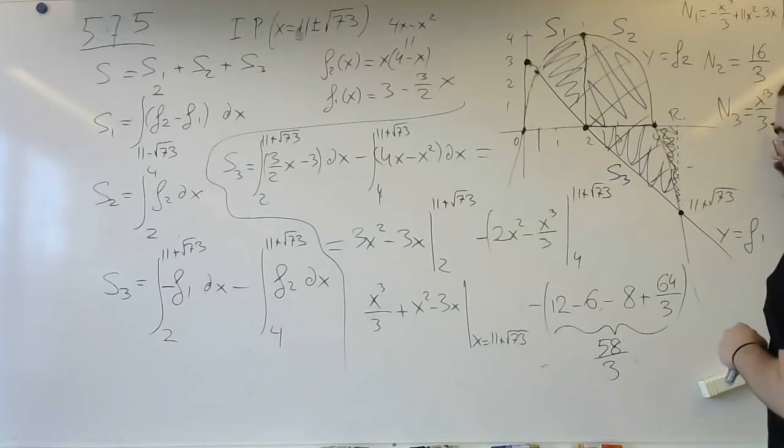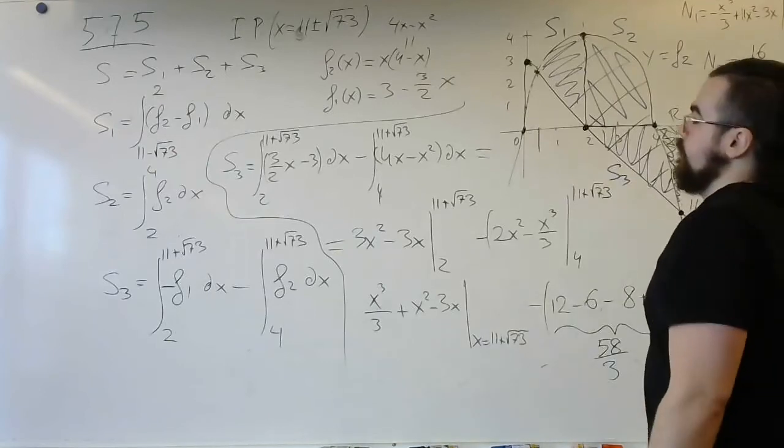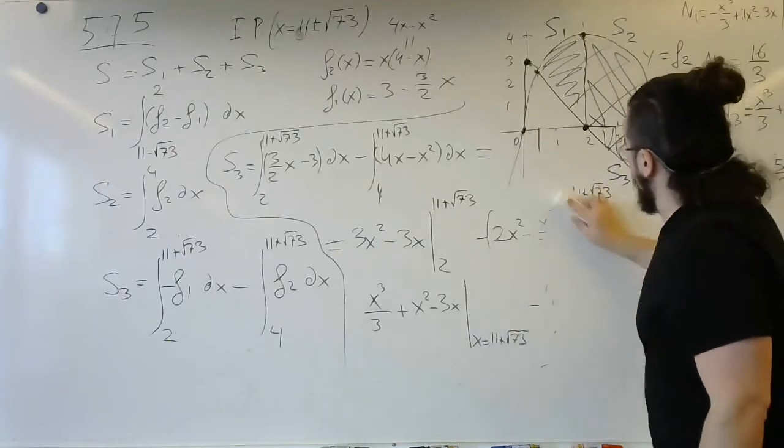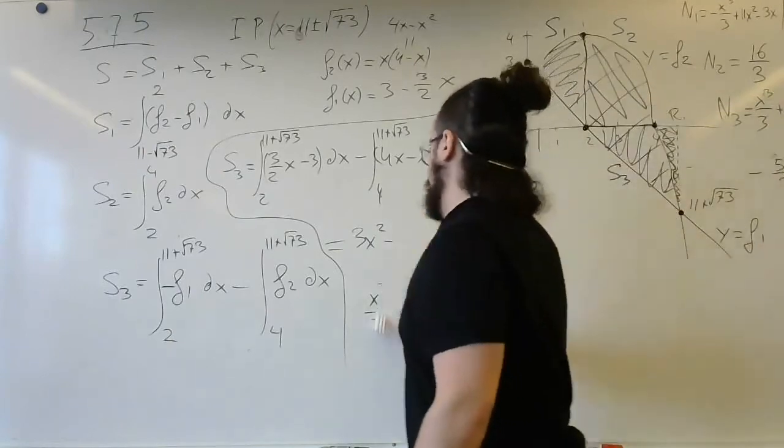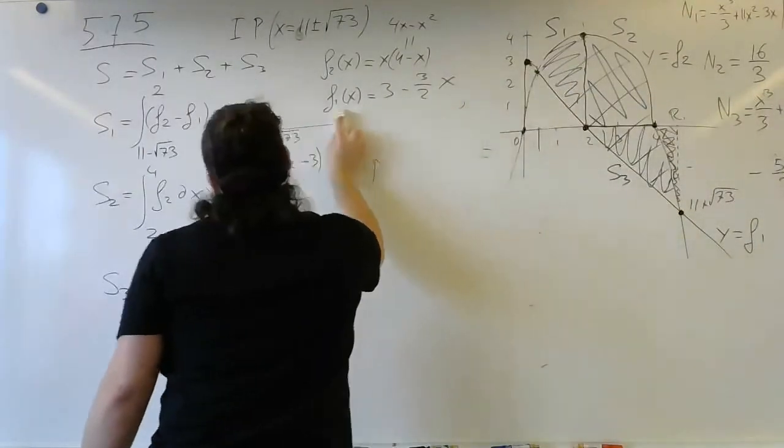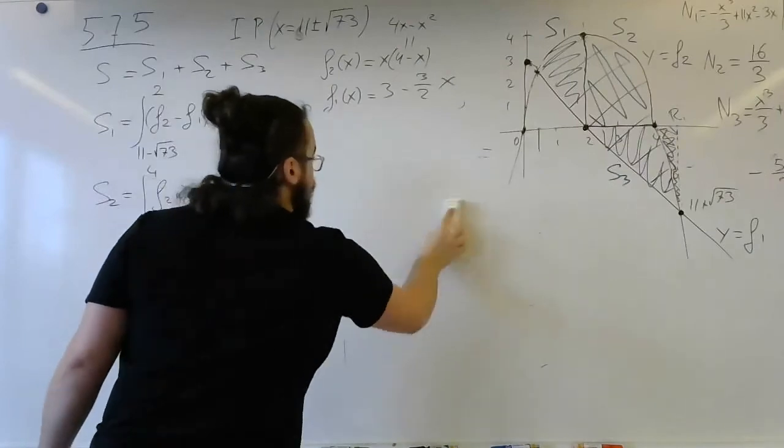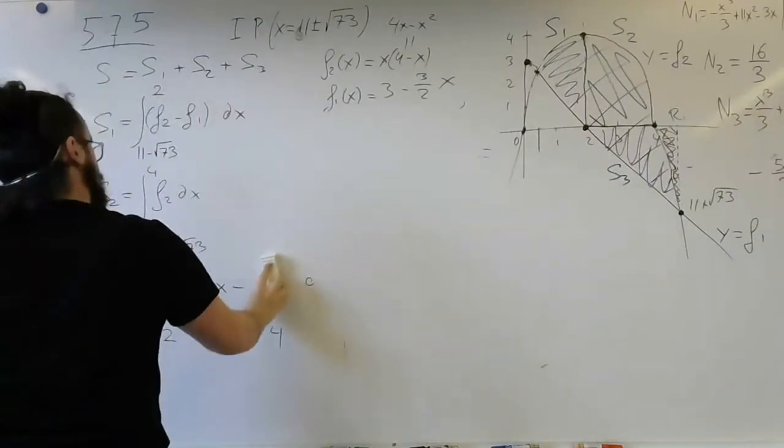And this is x cubed over 3 plus x squared minus 3x evaluated at x equal to this ugly thing here, minus 58 over 3. Fair enough. Now we have calculated all components of our area. Now we are ready to give a solution. It has only taken us 1,000 years, but here we are, standing tall before the problem.